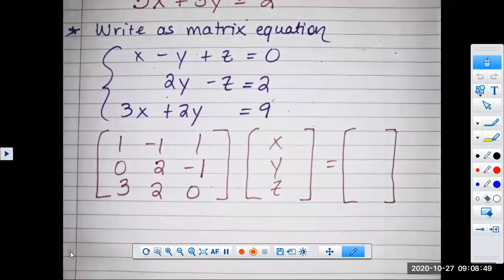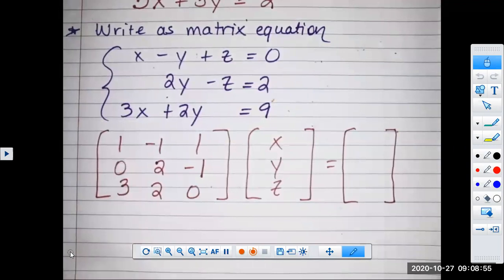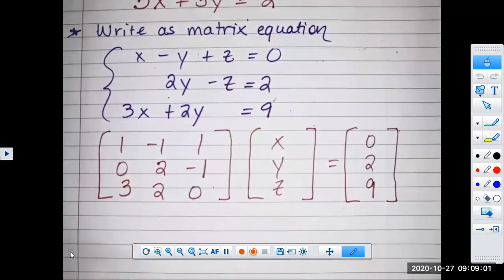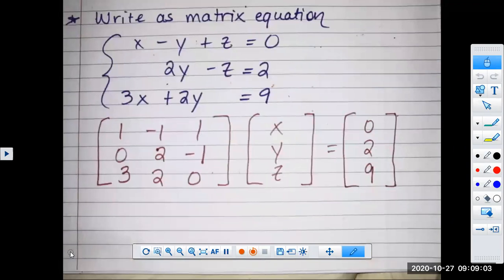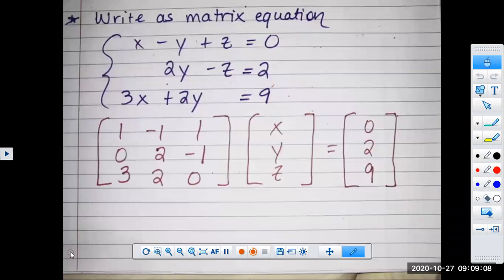Once again, always make sure that if you list the X coefficients down this first row, you do that all the way through and so on. Okay, what is your constant matrix? 0, 2, 9. So that's how you take a system and write it as a matrix equation.